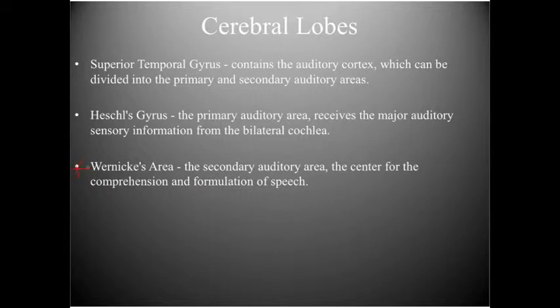This is something that you want to put a star beside: Wernicke's area, because it's for the comprehension and the formulation of speech. If you know where this area is located, then you can pretty much identify where an abnormality would be if a patient comes in and they're having difficulty formulating words.